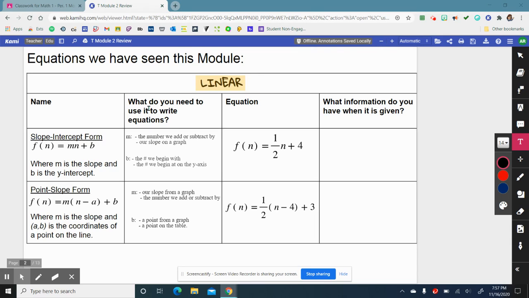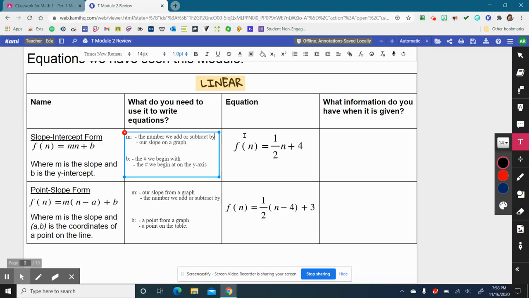So what do you need to use in order to write the equations? Our m value here is the number we add or subtract by in our table. And if that's for the table, in a graph, it's our slope. It's how we go up and over in our graph. Now the b value is the number we begin with on the right side of our table. And for a graph, it's the number we begin at on the y-axis.